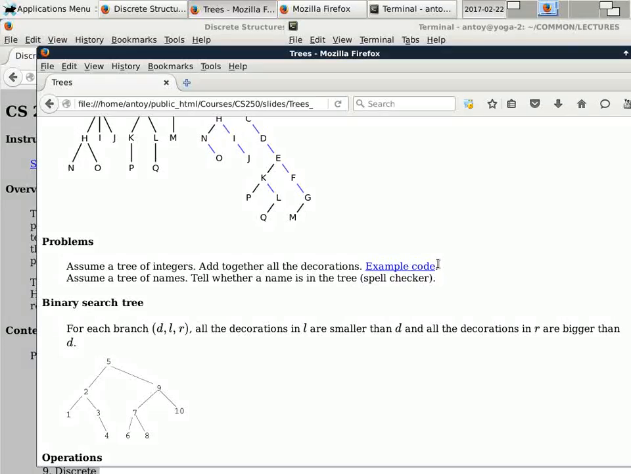Then I have a 4. Where is 4 going to end up? Here I will have the 4. Where is 1 going to end up? 1. Where is 3 going to be?